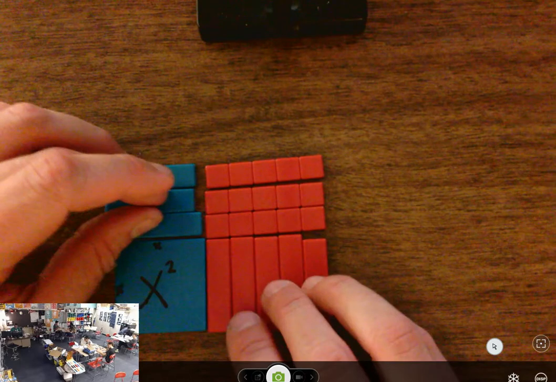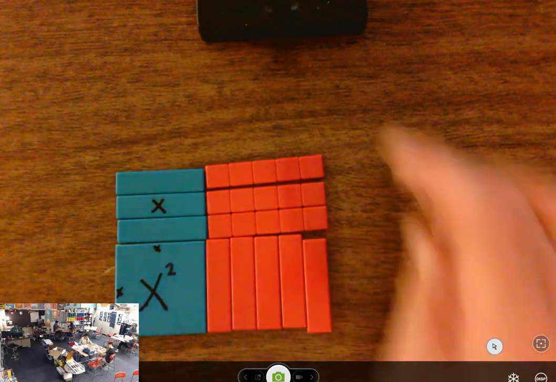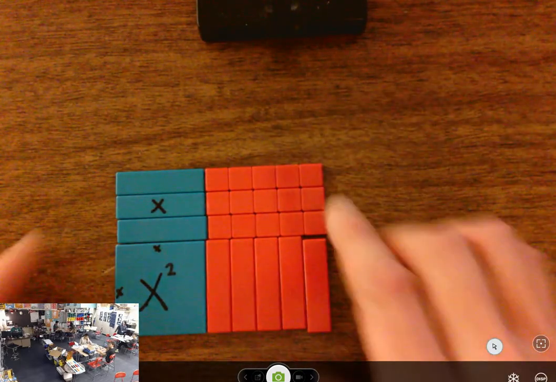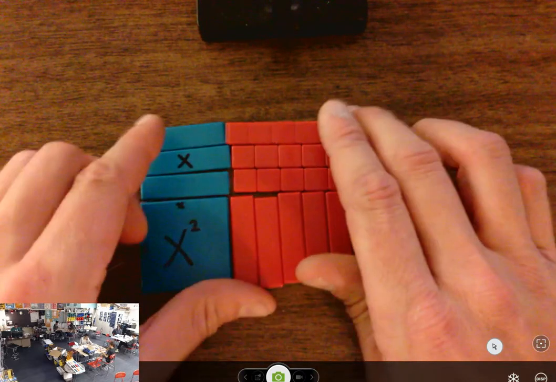Now, I could swap around where these are, but it's nicer to do it like this. Why is it nicer to build it like this?